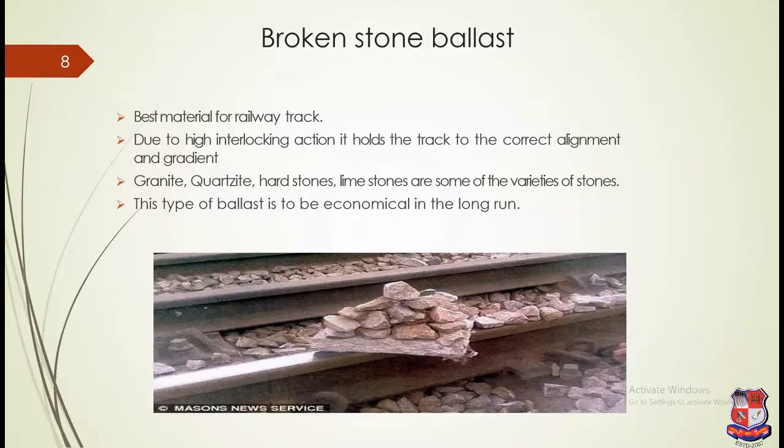This is the best material for ballast and almost all important tracks are provided with stone ballast. Due to high interlocking action, it holds the track to the correct alignment and gradient. Different materials like granite, hard stone, limestone and some other varieties of stone are used as broken stone ballast. A stone to be used as ballast must be hard, tough and non-porous. This type of ballast works out to be economical.